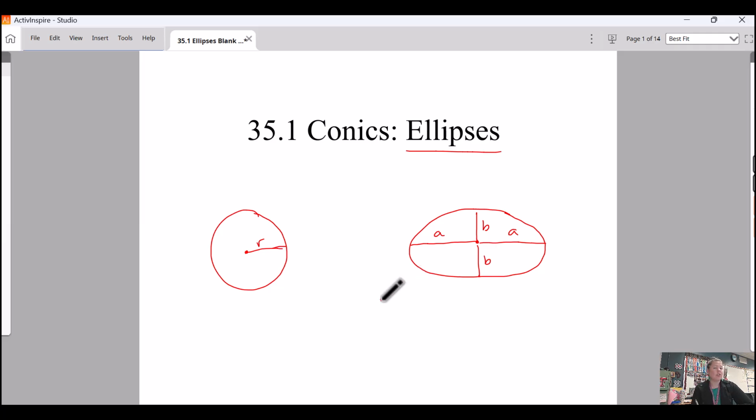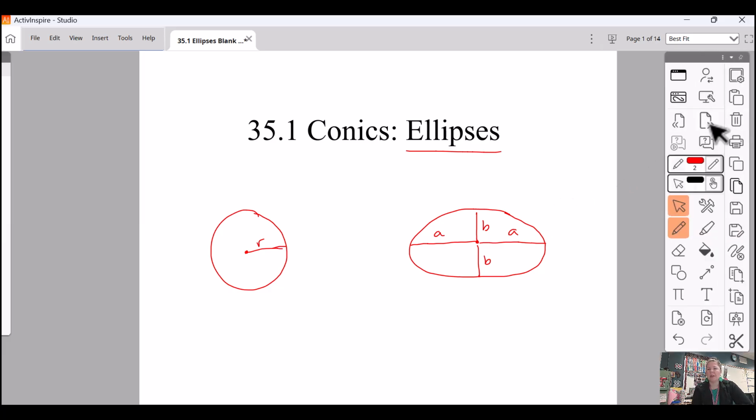So it's kind of like we have a short radius and a long radius, and then a long diameter and a short diameter. Those are the things we're going to talk about today. Circles we've talked about, ellipses we're talking about now, and these are the two shapes that will be on our next test, which is this coming Wednesday.